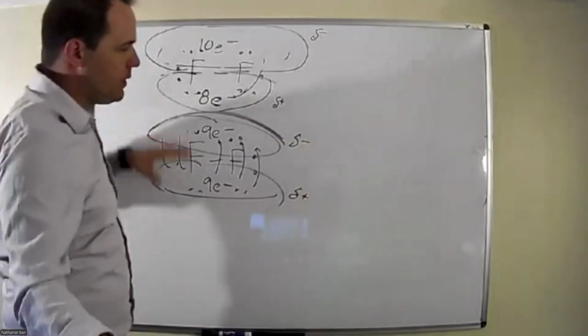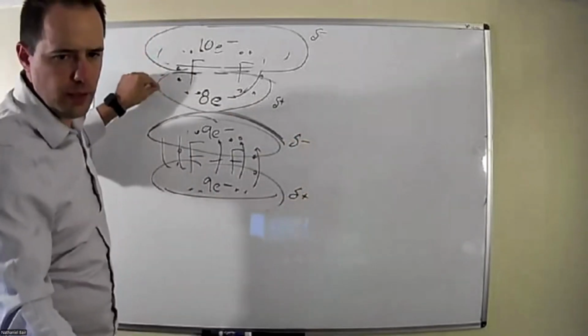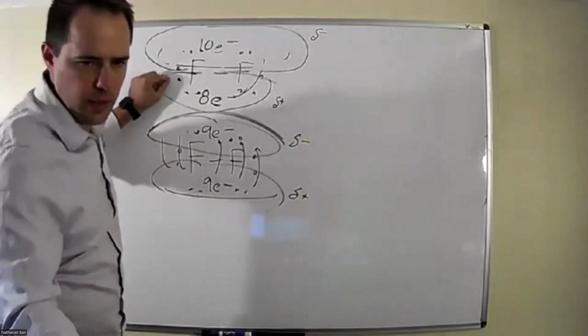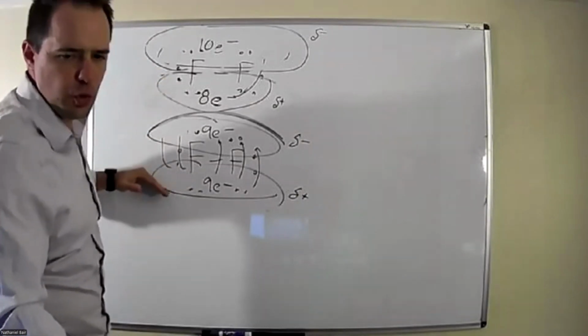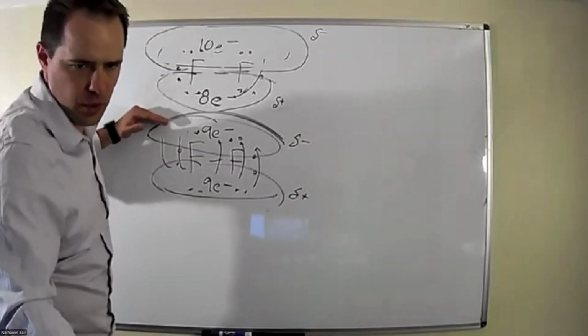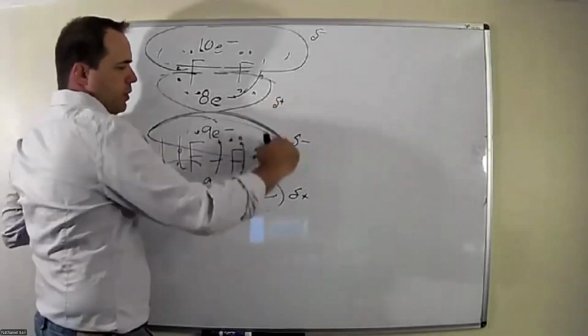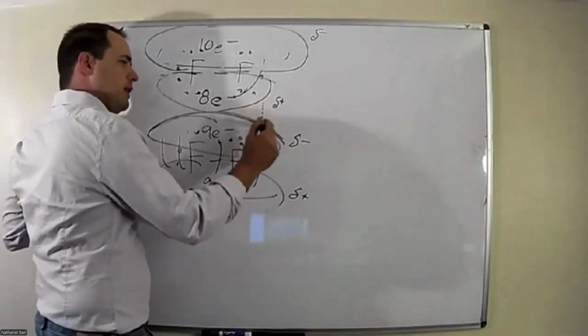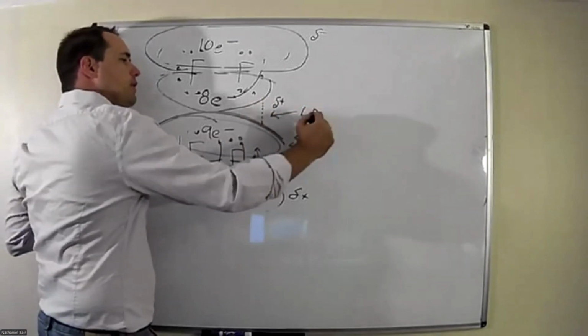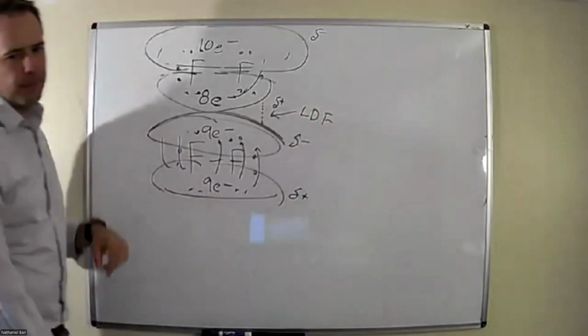What happened? This molecule had a random instantaneous distortion of its electron cloud that induced a distortion in the neighboring molecule's electron cloud. And what we now have for a billionth of a second is a partial positive charge next to a partial negative charge. And that, ladies and gentlemen, is a London dispersion force.